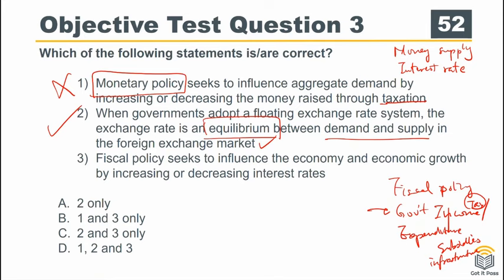For the third statement here, it talks about fiscal policy. Fiscal policy seeks to influence the economy and economic growth by increasing or decreasing interest rates. Definitely it is not correct. We just mentioned that monetary policy is about the money supply and the interest rate adjusted by the government and central bank, and fiscal policy is about the government income, which is tax, and also the expenditure by the government. So here the correct answer is only 2. The answer is A.